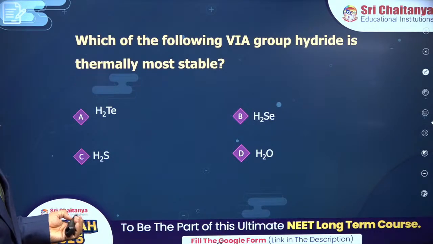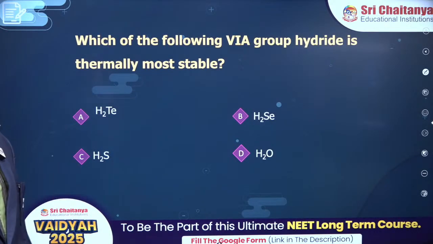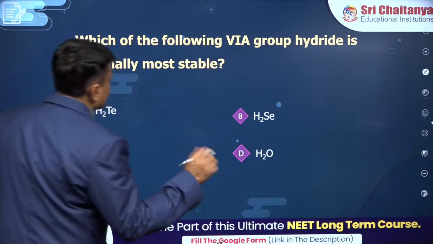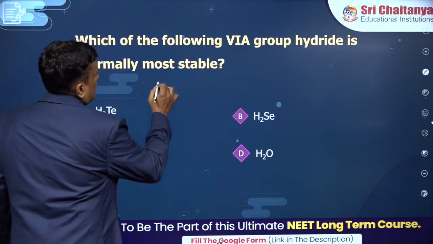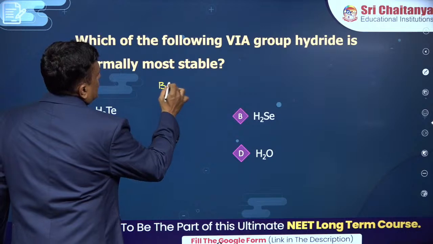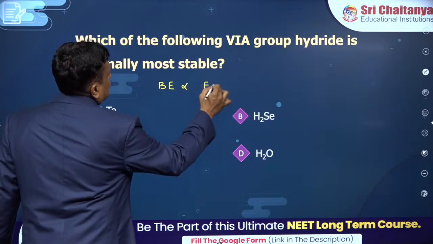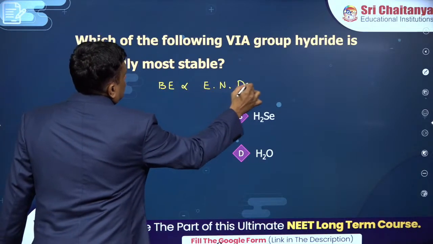Which are the following 6th group hydride? Let me tell you something which is related to this, which is very, very important: remember, bond energy is directly proportional to electronegativity difference. Always remember this point.